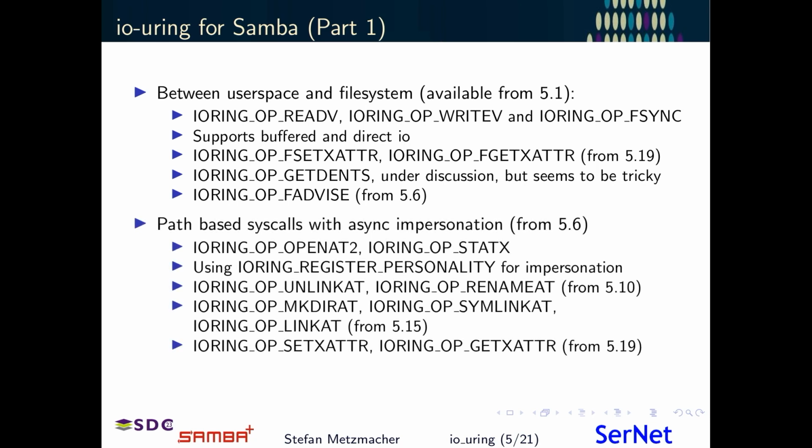Some path-based operations which we could use in Samba are openat2, statx, and some personality registration. That means we could impersonate different users without using setuid and something like that. Then there is unlinkat, renameat, and so on. Basically, most of the syscalls you would normally expect from a file system.